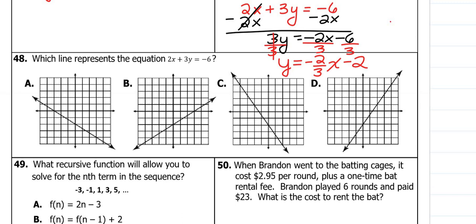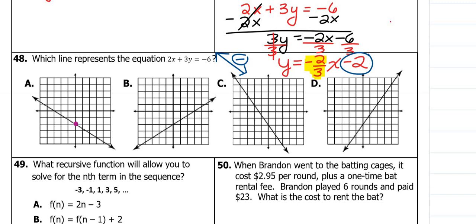So things I can tell right away. It has a negative 2/3 slope. So if I have a negative slope, I know that my line is going to go down like this. It should be going down. It has a negative slope. And it has a y-intercept, a b value of negative 2.